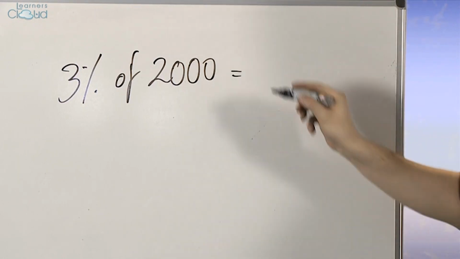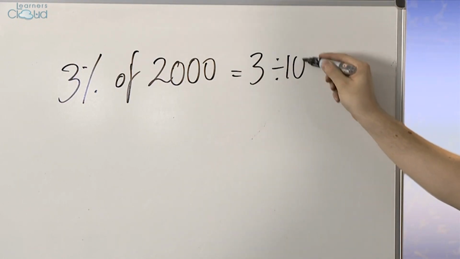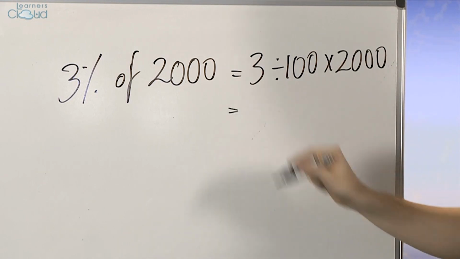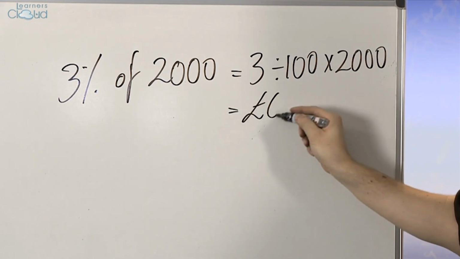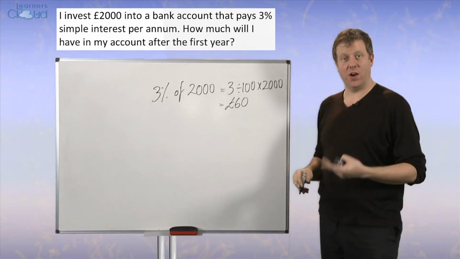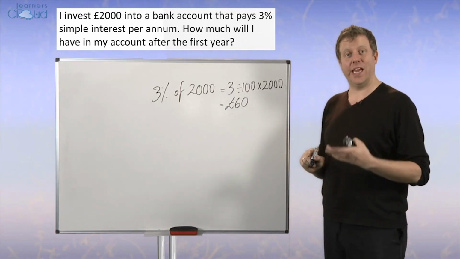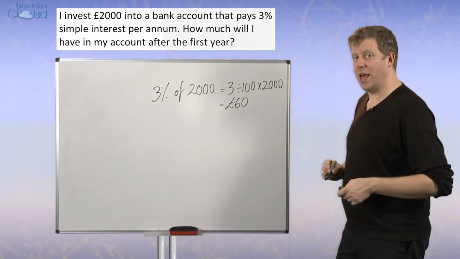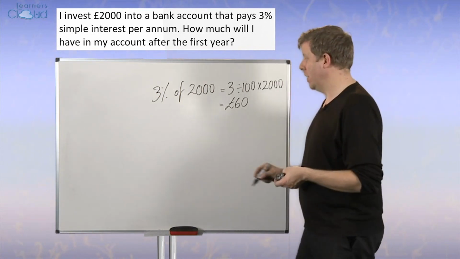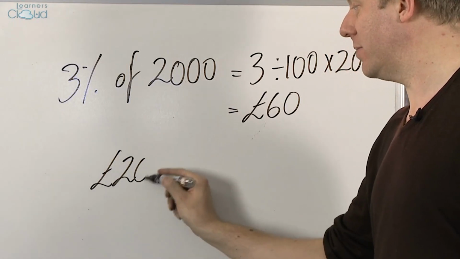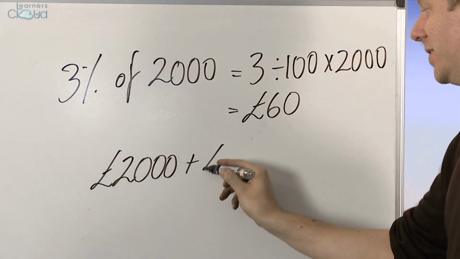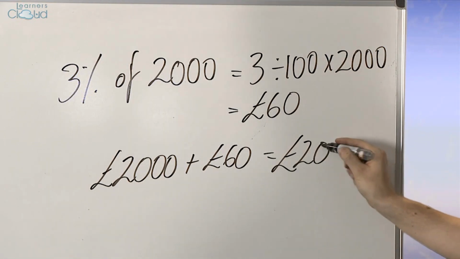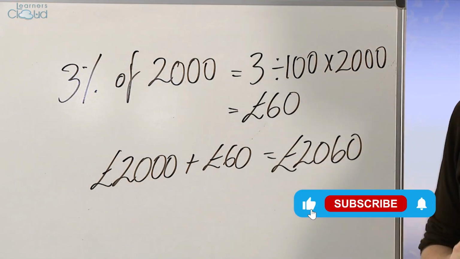Calculator method, remember, we can do 3 divided by 100 times by 2,000, which gives us an answer of £60. But remember, that's not our final answer. That represents the interest that I've earned in my first year. The question says, how much will I have in my account at the end of the first year? So therefore, I add the £2,000 I invested and the £60 interest I got to get my final answer of £2,060.